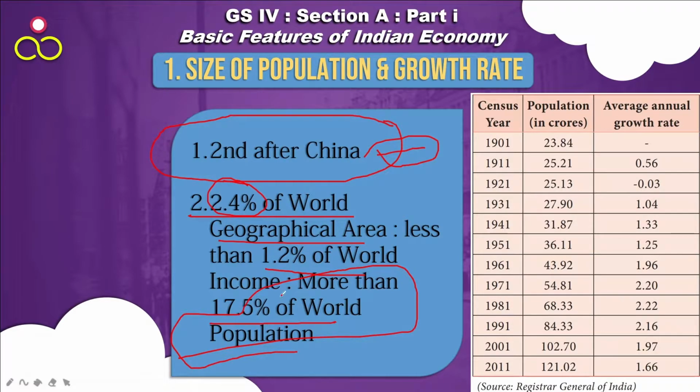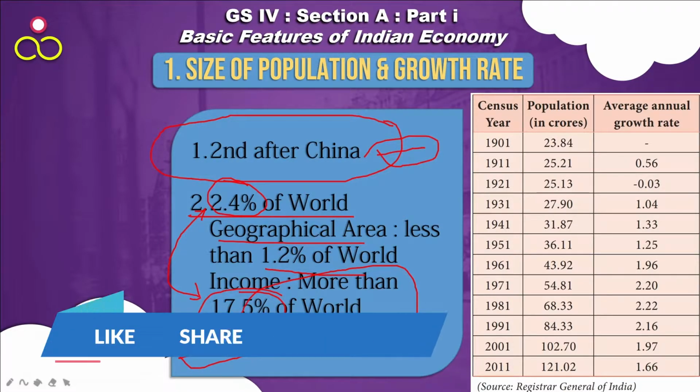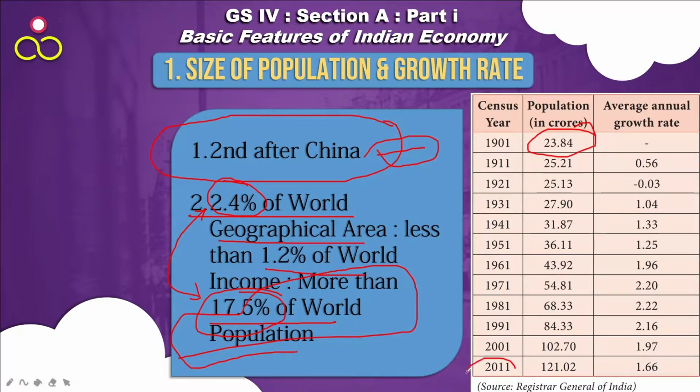2.4% of geographical area, 17.5% of world population. So here you can see what the major problem is in terms of planning for any sort of schemes or budget. This 17.5% world population is one of the major factors. In 1901 it was 23.84 crore, and as per the 2011 census, 121 crores. The 2021 census has not yet even started in the field due to COVID.